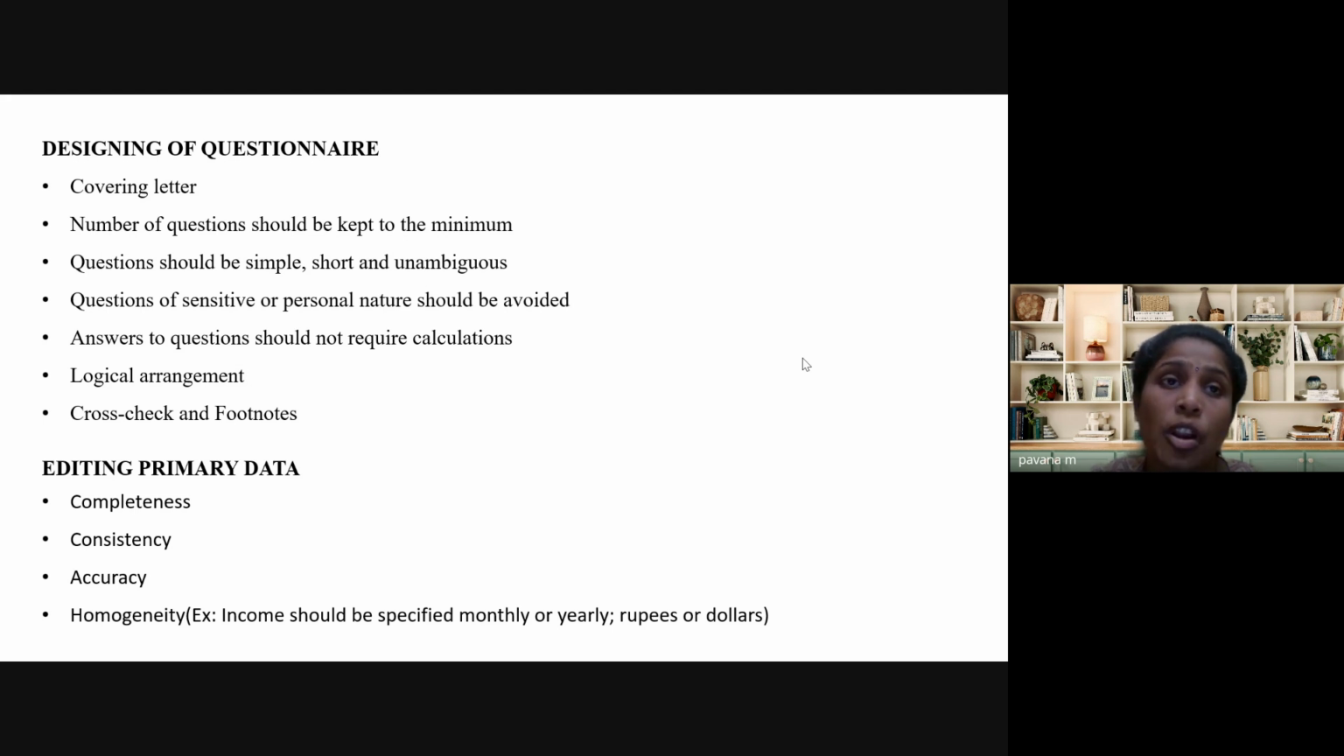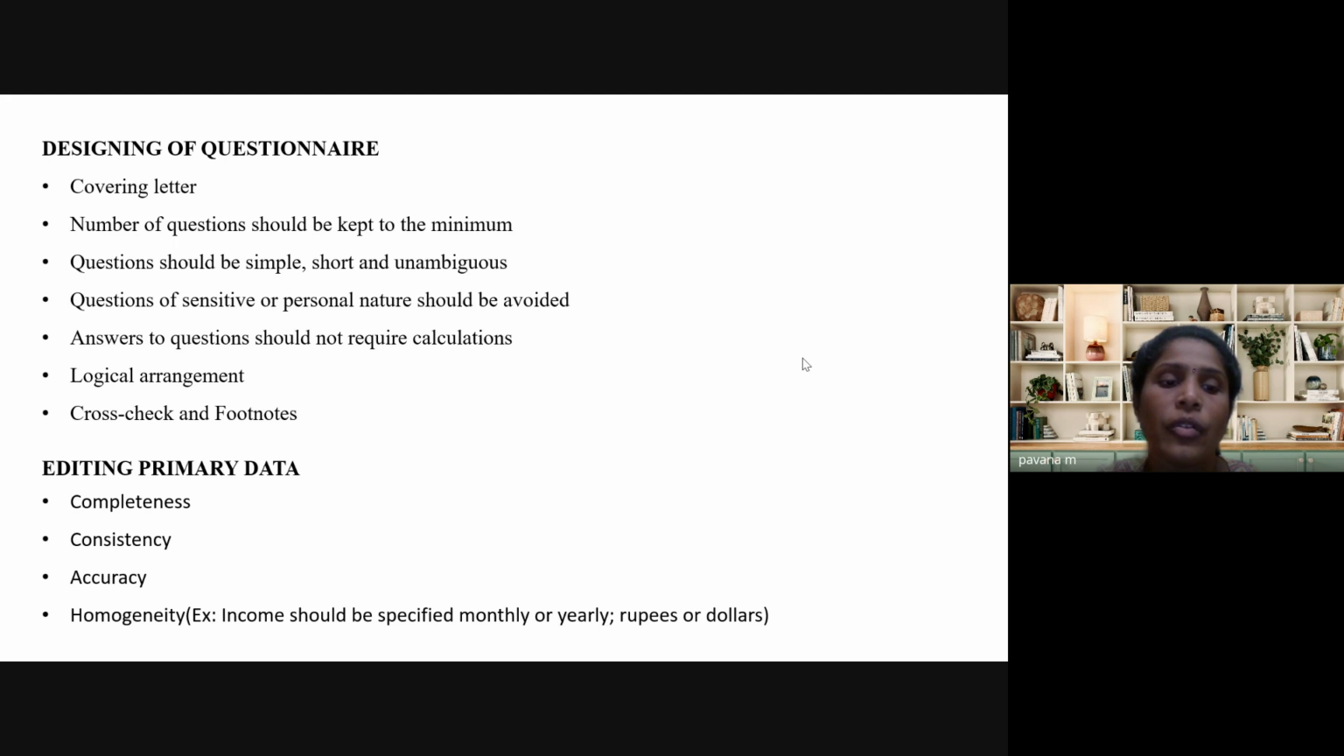Here this question is ambiguous. You are not clearly mentioning whether you are asking if the person is educated, or what that person's level of education is. That type of question is called ambiguous, because it confuses the persons. So that type of questions we have to avoid in our questionnaires.